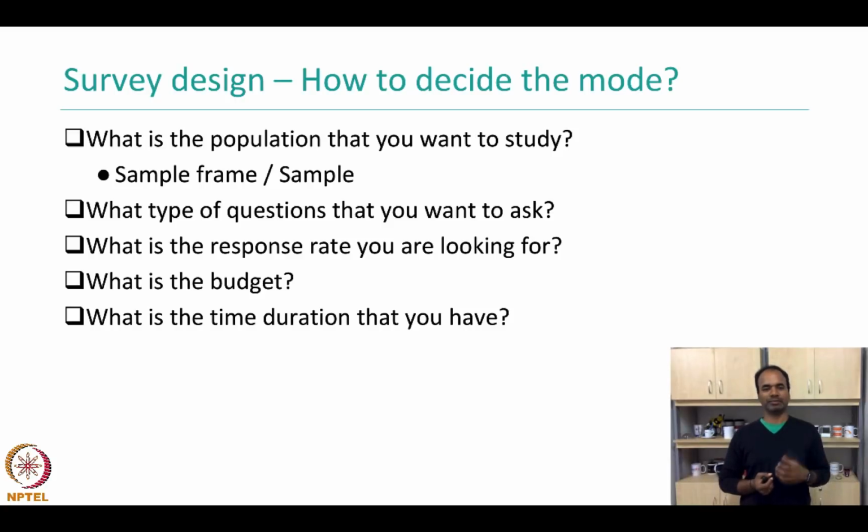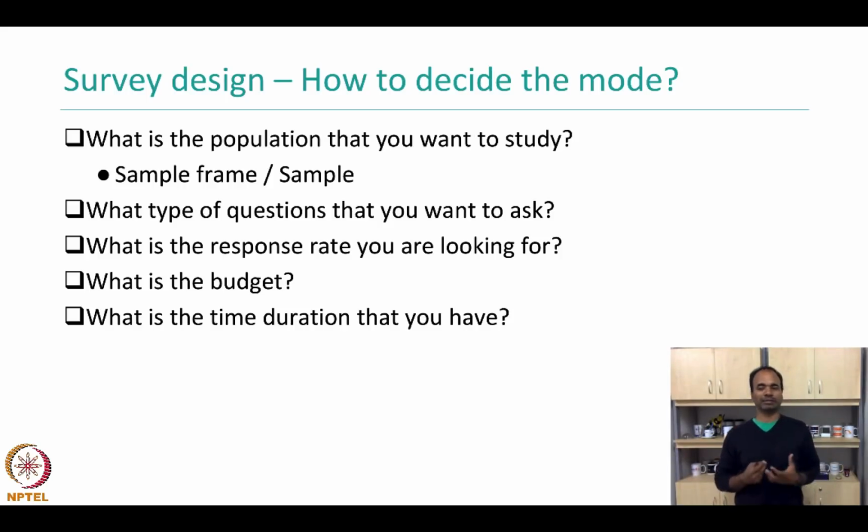So the first question that you want to ask is, what is the population that you want to study? Sample frame or sample that you want to study? Because if you remember, some methods have constraints about how large the data collection can be. What type of questions do you want to ask? If it's complicated, then you can't actually use the telephone. It's probably a better approach to do a physical one or go through the web.